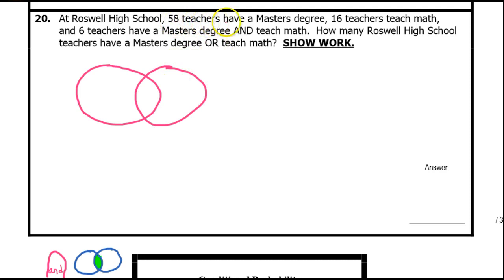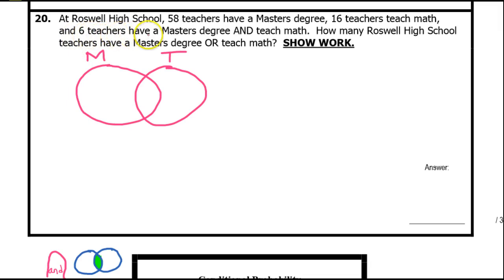58 teachers have a master's degree. So let's call this having a master's degree will be this circle, and then teaching math will be this circle. So 58 teachers have a master's degree, so I'm going to have 58 people in this circle. 16 teachers teach math, so I'm going to have 16 in this category. Notice I'm not writing those numbers down yet though, because of what comes next.